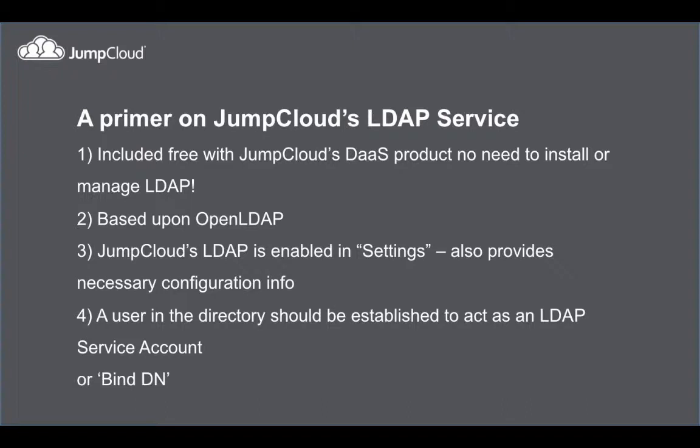When you turn on or enable LDAP within JumpCloud, this will also provide many necessary configuration parameters for integrating with products like Okta. For example, your organization ID or API key in some cases. Lastly, a user in the directory should be created to act as an LDAP service account, or commonly referred to as a bind-DN.